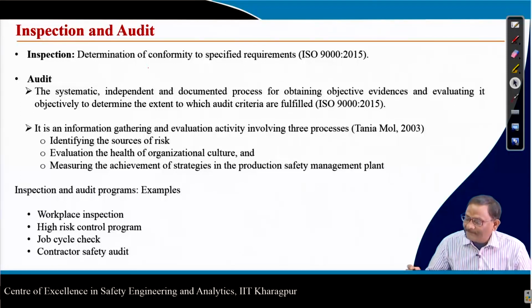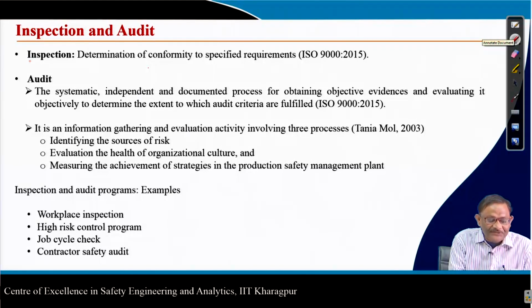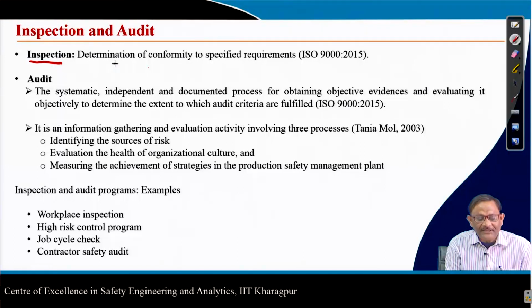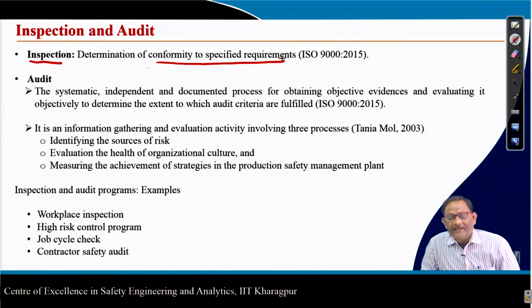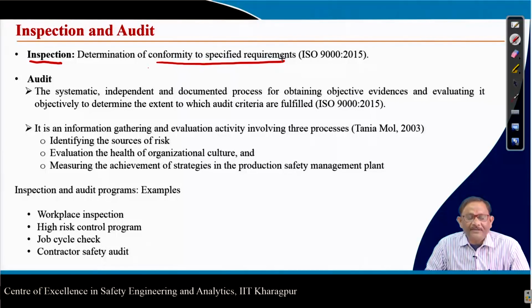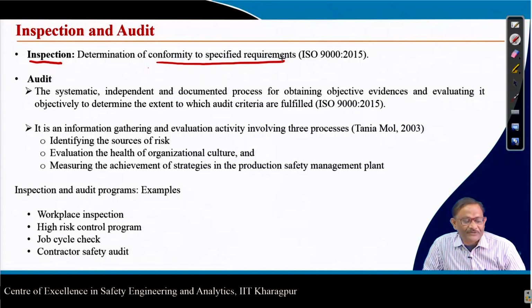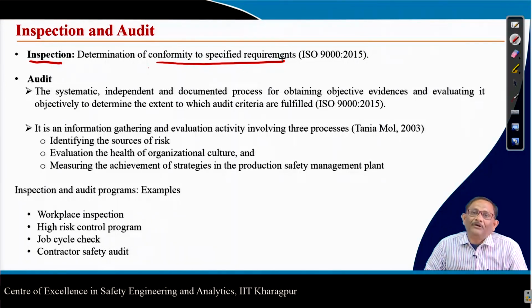So some definitions. The first one is inspection. It is basically determination of conformity to specified requirements. One useful example could be the safe operating procedure. When you are observing some people doing their job, whether they are conforming to the requirements as per the laid down operating procedure or not. So that's why we are saying conformity to specified requirements.